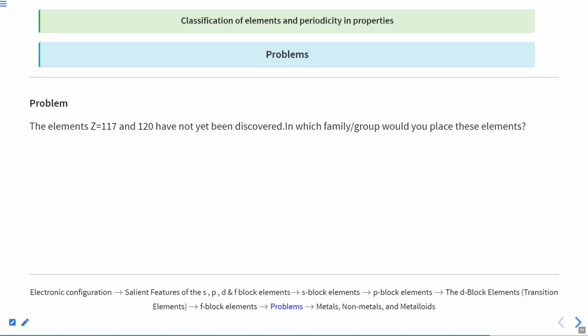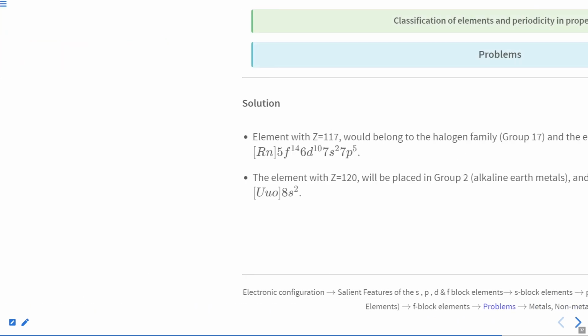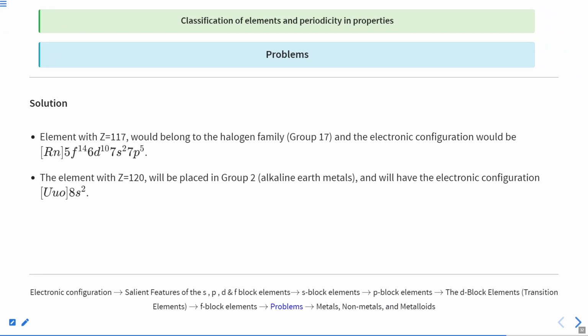Next, elements with Z equals 117 and 120 have not yet been discovered. In which family or group would we place these elements? If you talk about Z equals 117, it can have the electronic configuration 5f14 6d10 7s2 7p5, so it will be in group 17. Whereas the element with Z equals 120 will be placed in group 2, because the electronic configuration is 8s2. Clear?